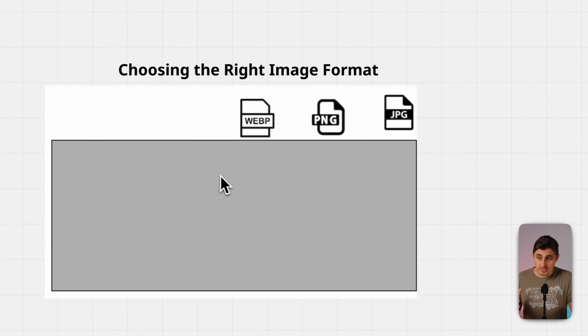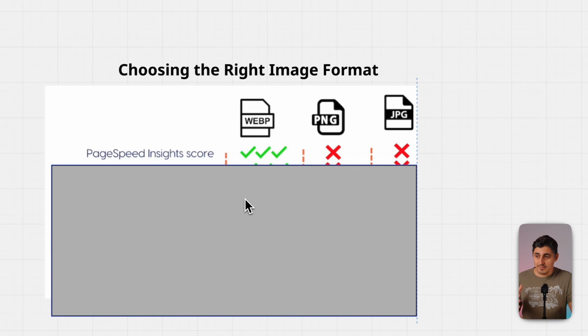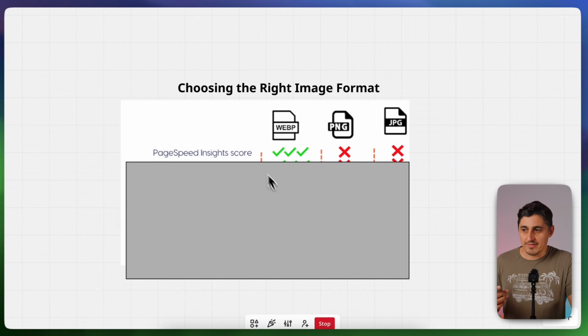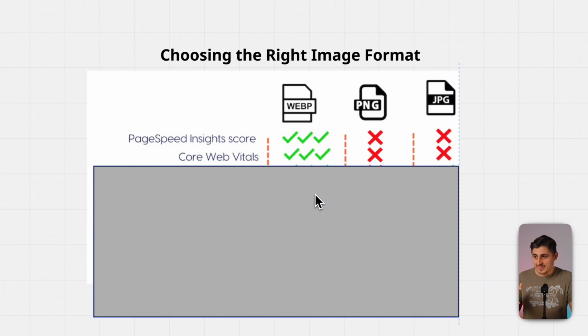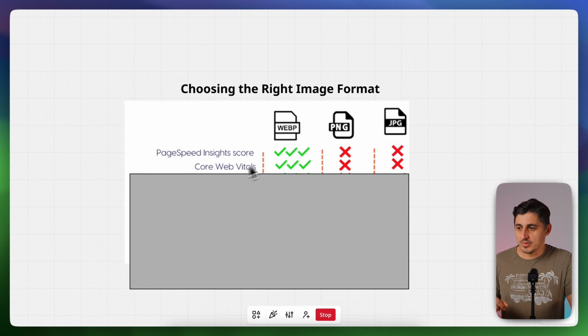So let's see the advantages of each of them. And for PageSpeed Insights, you're going to always score better if you have WebP files. Shopify does this for us automatically, so we don't have to actually do anything here. We just upload JPEG, PNG, and those will be automatically transformed into WebP. Then for Core Web Vitals, same thing. You're gonna get better results with WebP.